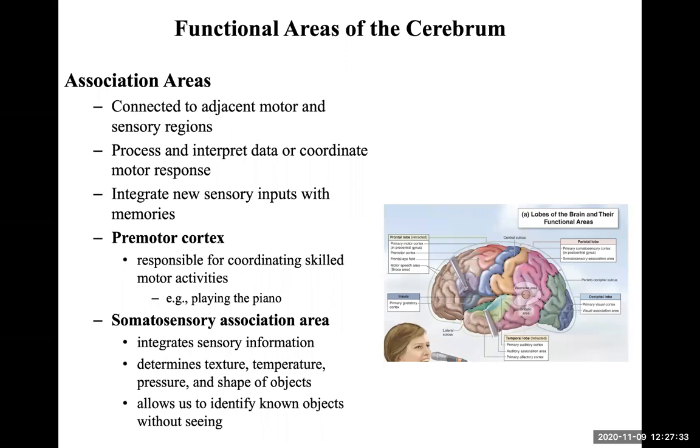Okay, so this slide goes over those association areas that I've been alluding to. Again, what association areas do is there are areas where integration takes place. These are areas after the information is brought into a particular region. For example, we use the example in this slide of the premotor cortex, right? So the premotor cortex, which is found right, hopefully you guys can see, right here, is an association area, and it's the association area that takes new information coming in.